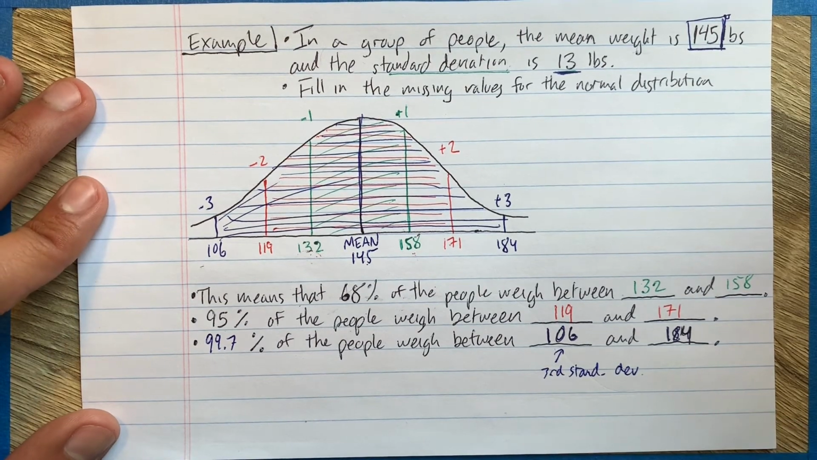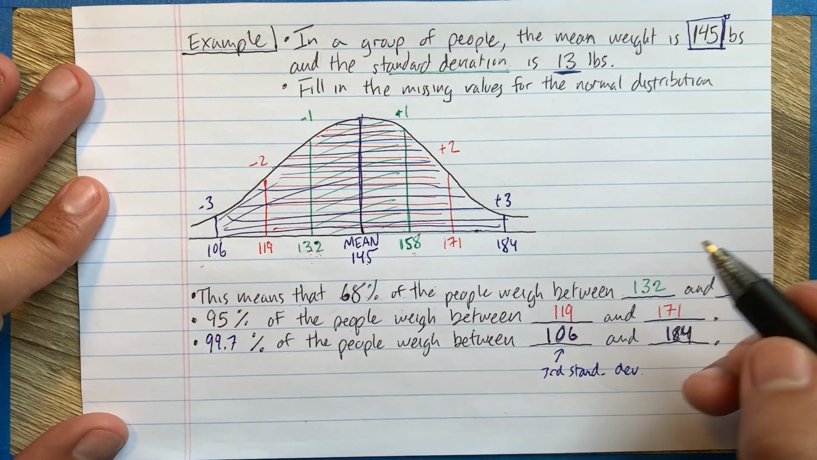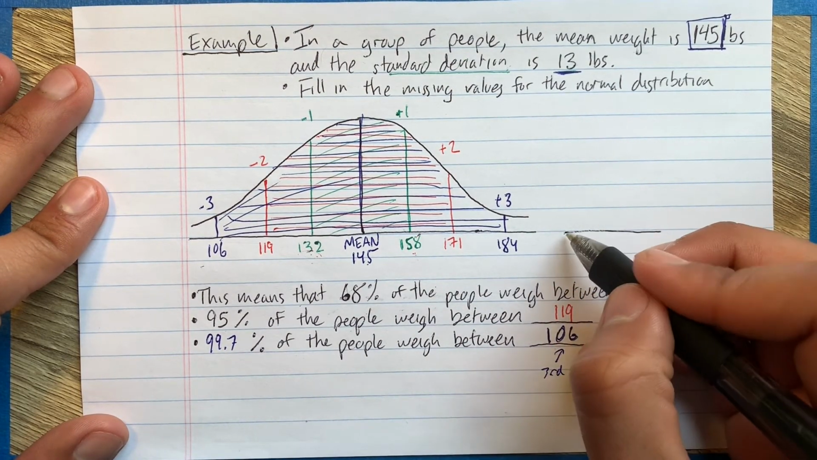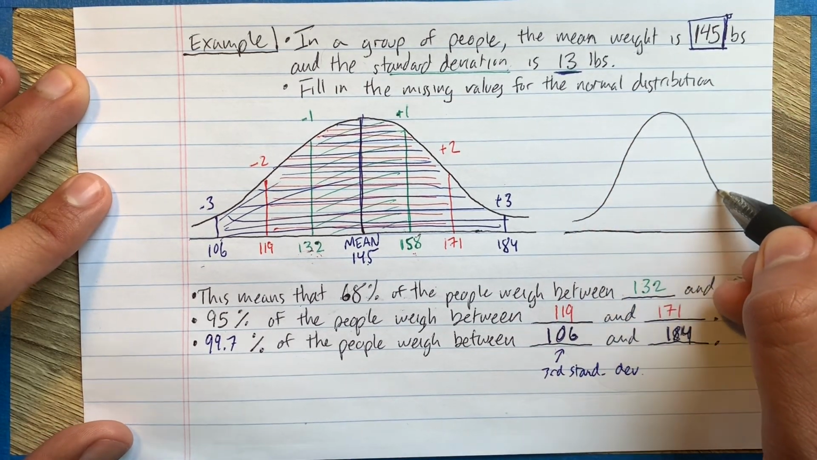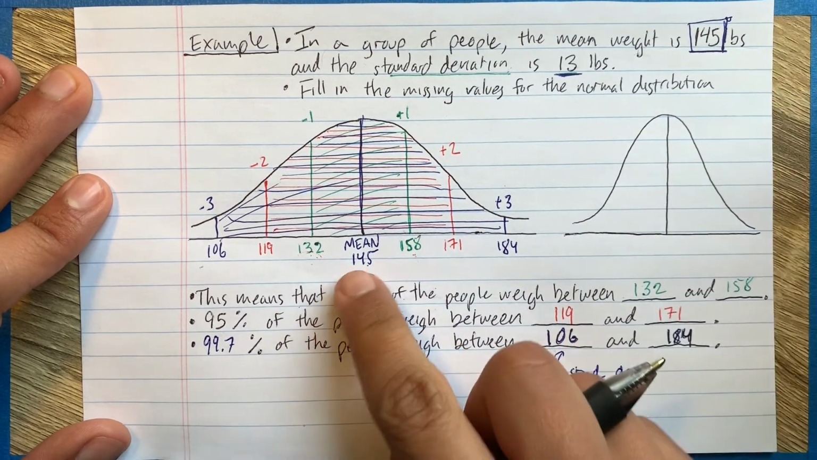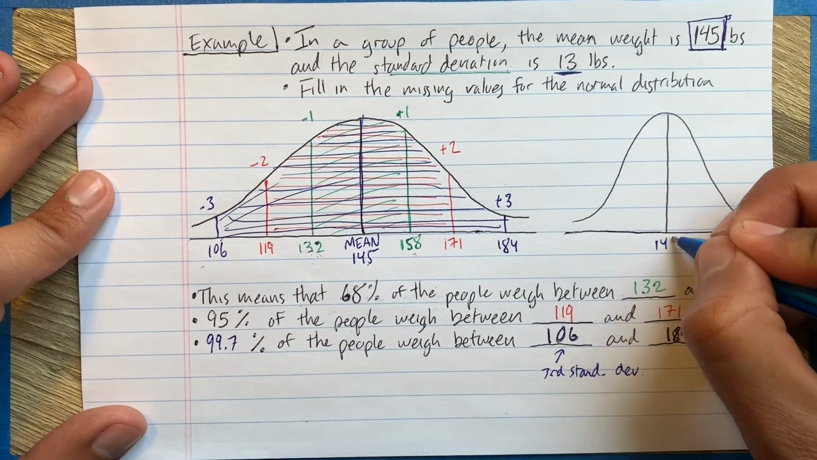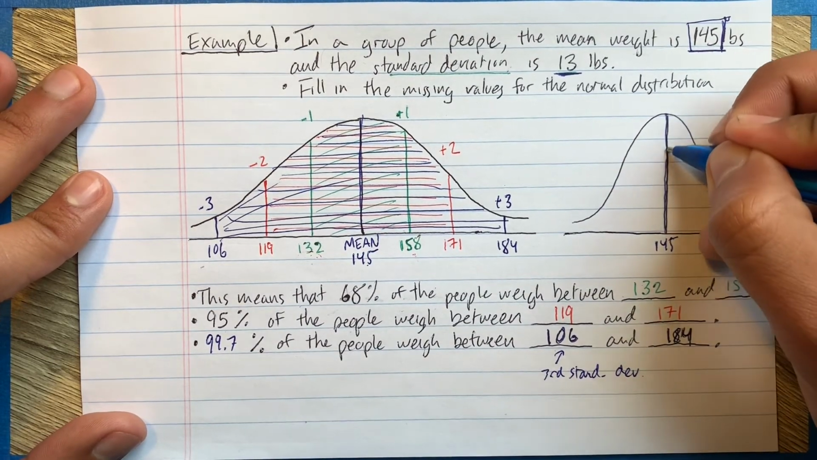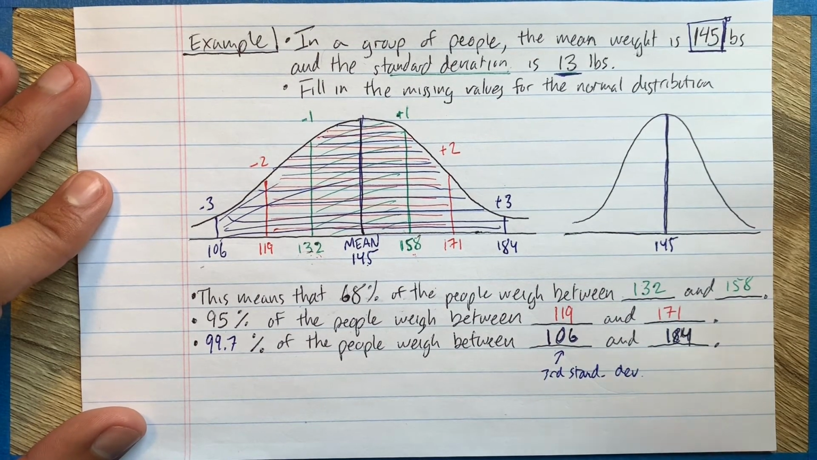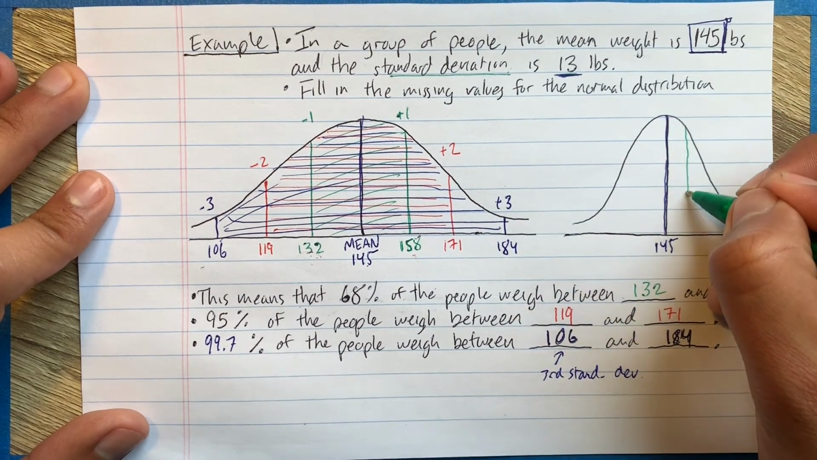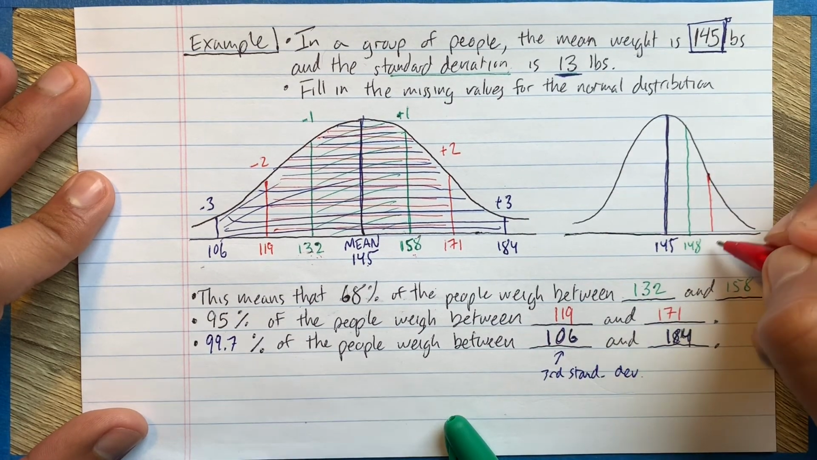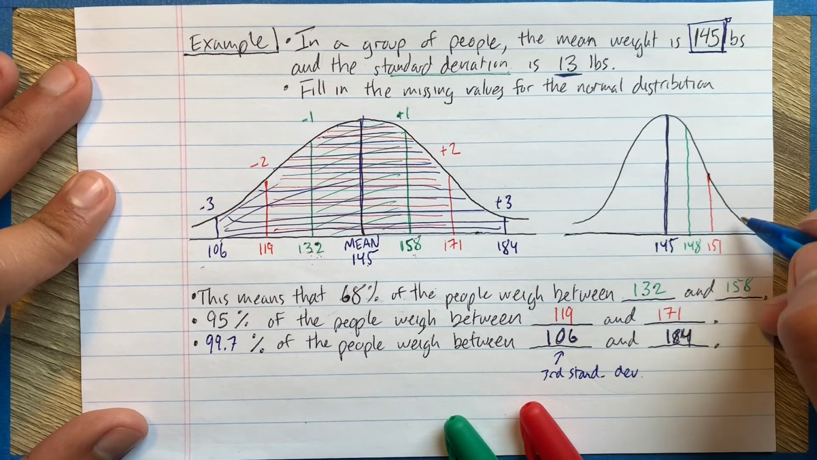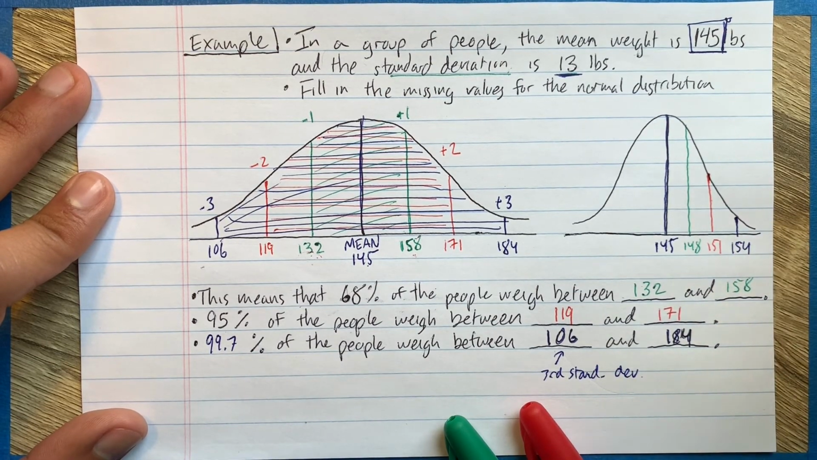To wrap up, I'm going to put up one random thought experiment. Let's say we took the weights of another group of people, maybe even the same number of people, but suddenly our curve looks like this. Maybe the mean is still 145, but now our standard deviation is just 3 pounds. So our first standard deviation is at 148, our second going up would be 151, and our third standard deviation would be 154.